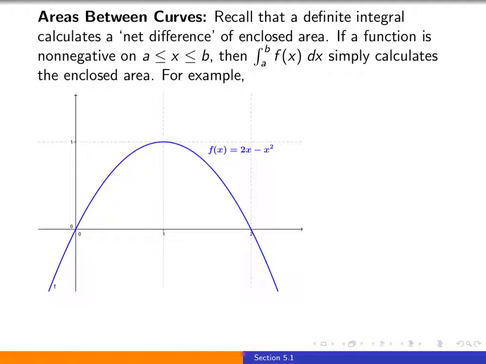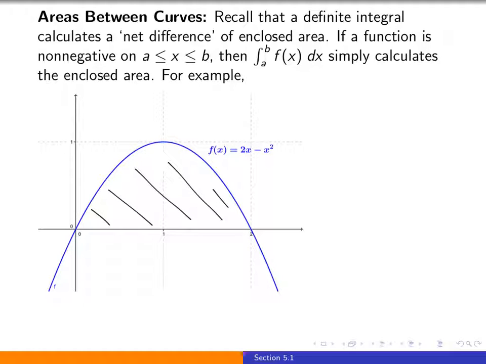More specifically, if you have a function which is non-negative on an interval, so let's consider this function f of x on the interval from 0 to 2, then the definite integral from a to b of the function, so 0 to 2 of our function, will calculate the enclosed area. It would tell us how much area is enclosed underneath the curve. And let me remind you how we set this up.